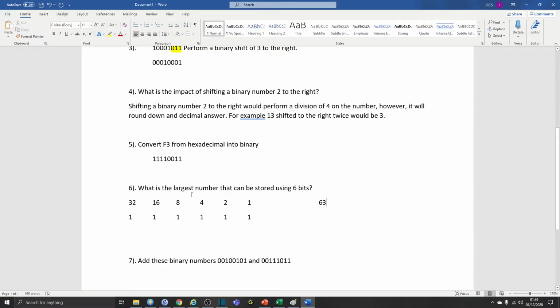Now, I've put that one deliberately because it might bluff you. The largest number is 63, but if they say how many options there are, it's 64 because you would include 0. The largest number is 63.